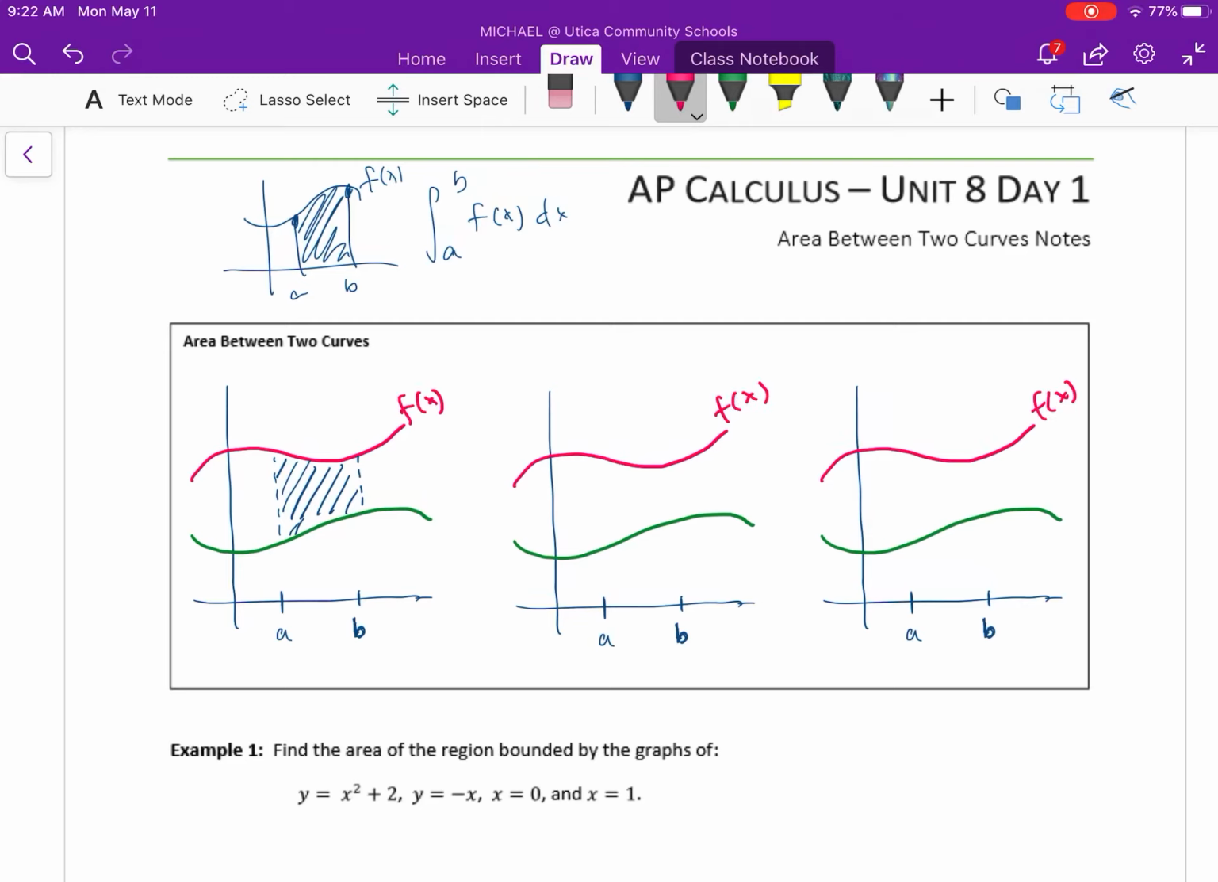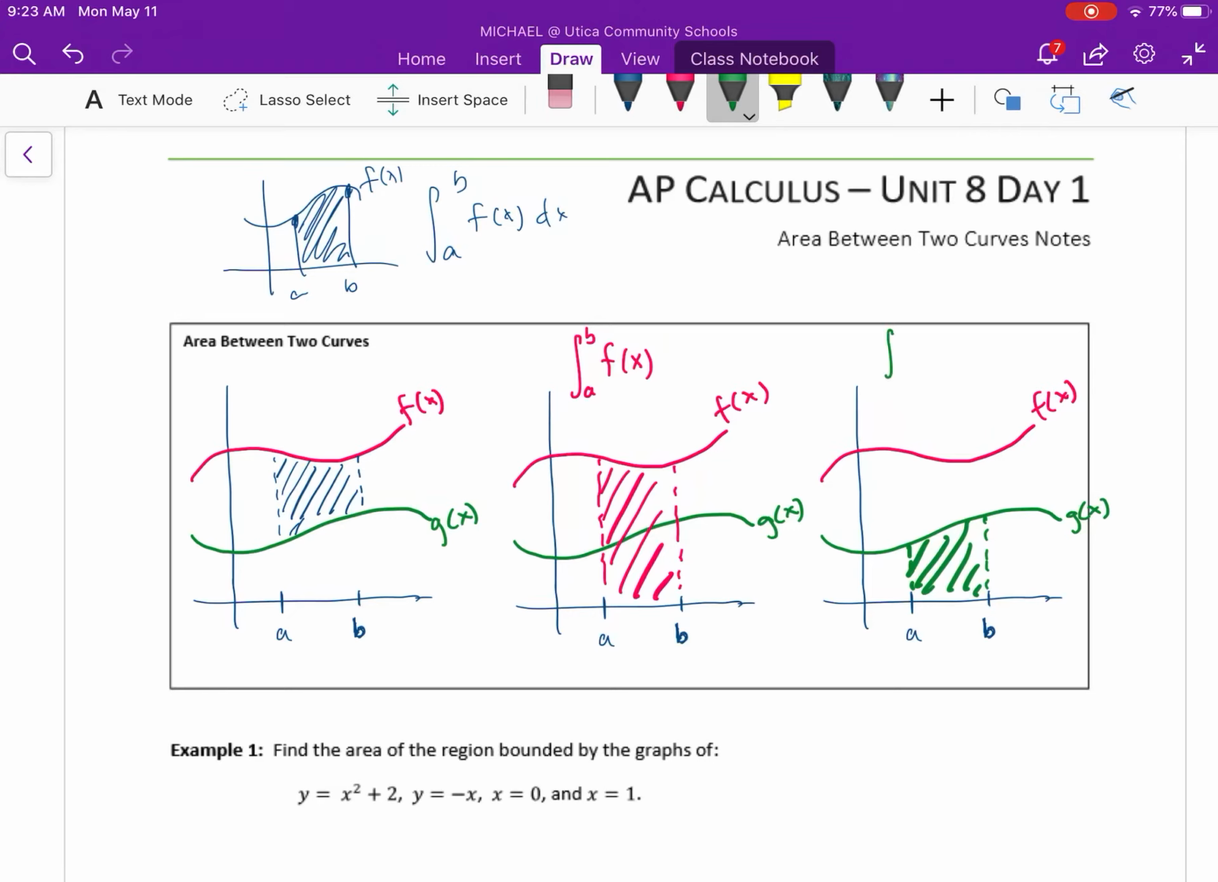So I'm going to start by taking the area of all of f of x, and then I'm going to look at the area underneath just g. If I take all of this pink area and subtract out this green area, that would leave just the blue area. So this is going to be the integral from a to b of f of x, and this is going to be the integral from a to b of g of x.